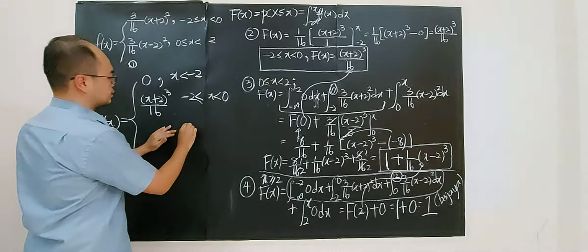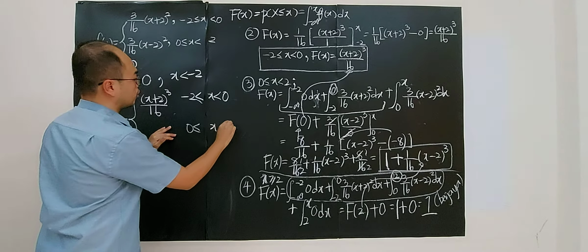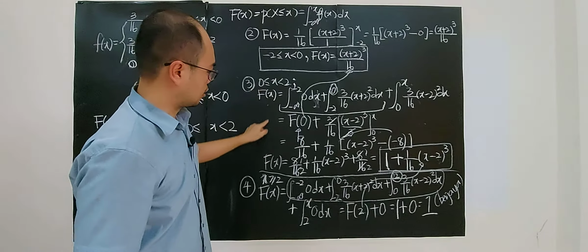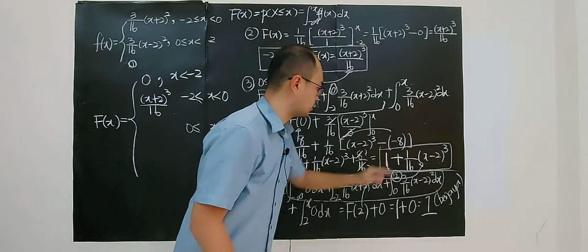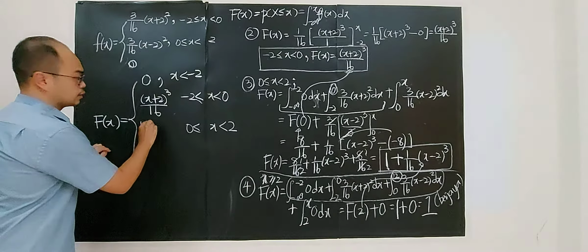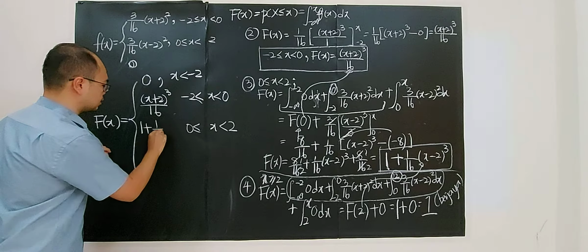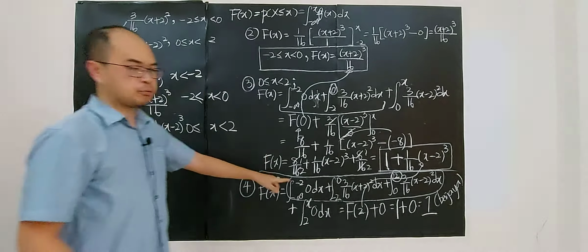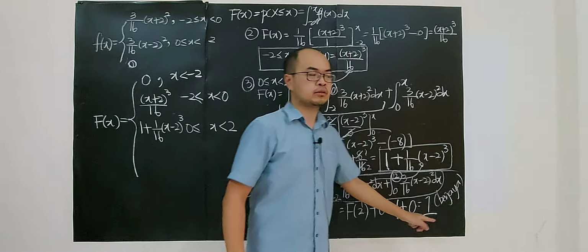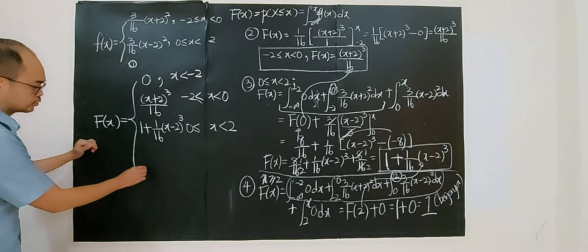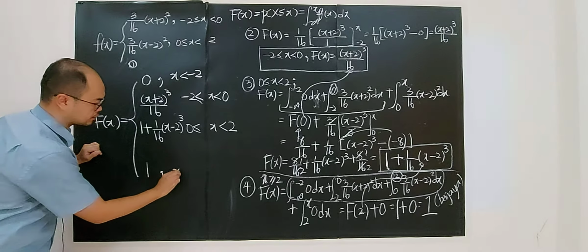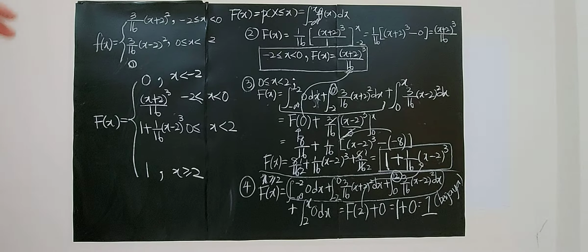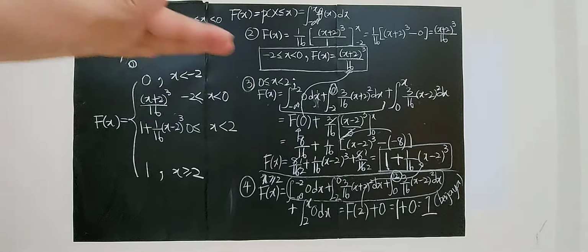Followed by the next interval, from 0 but before 2, the third interval. So what is the cumulative function? It will be 1 plus 1 over 16 (x minus 2) to the power of 3, and must end with 1, okay? This is the rule, the pattern of the cumulative function. So it will be 1 for x greater or equal to 2. I have summarized my answer. When they ask you to find the cumulative distribution function, you have to summarize it in this form, right?